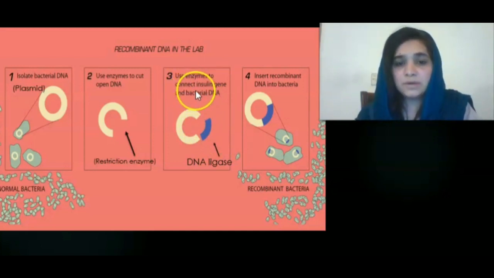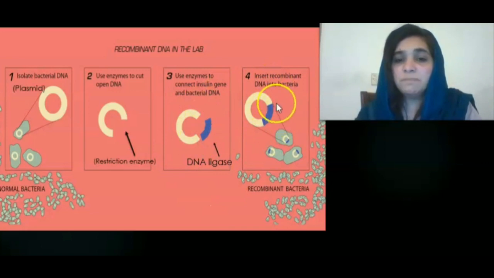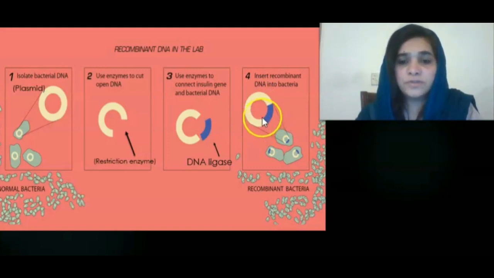Use enzymes to connect insulin genes and the bacterial DNA. How are both of these genes going to connect with each other? With the help of an enzyme, that is DNA ligase. Once they are joined, we are going to insert the recombinant DNA, that is the combination or mixture of two different sources of DNA.